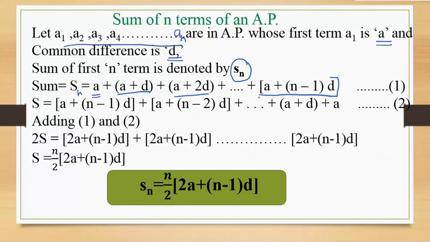Students, we can write this in the reverse order, like this is the nth term, this is the n minus 1 term, and this is the second term, this is the first term. Now add both the equations, that is the first equation and the second equation.